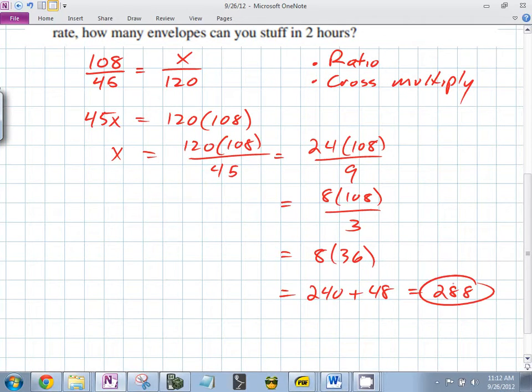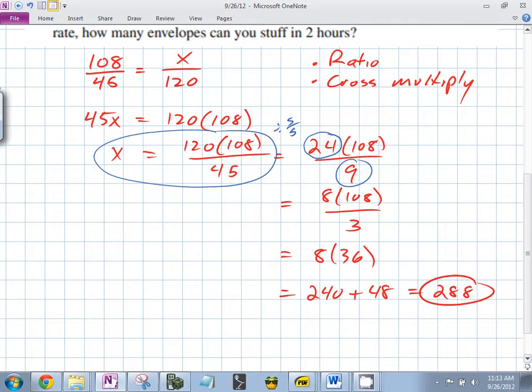Can you follow what I just did there? No. Here we go. Ready? Are you okay with how I got to here? Yeah. Okay. I look for common factors. What's 120 divided by 5? 24. What's 120 divided by 10? 12. What's 12 times 2? 24. You just divided by 5. What's 45 divided by 5? 9. So I divided the top and bottom by 5, so I divided by 5 over 5.